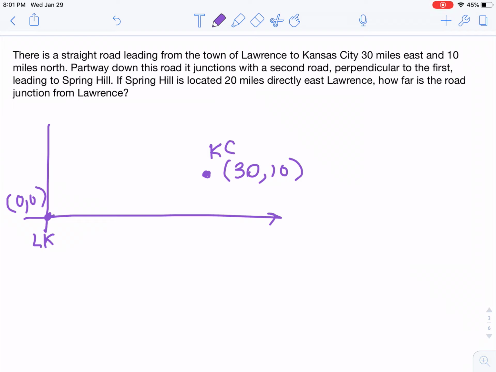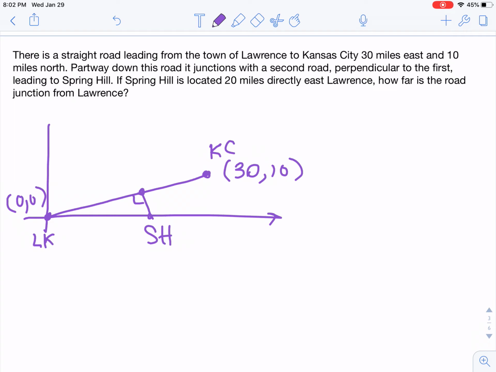All right, there's a straight road that connects them. Why am I graphing this? Well, because I'm doing linear equations, so it makes some sense. So partway down this road, we're going to have another road, and it's going to be perpendicular. And this road is going to lead to Spring Hill.